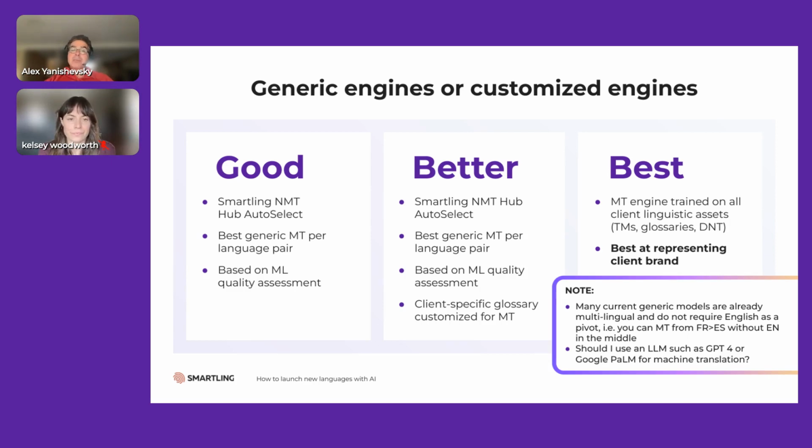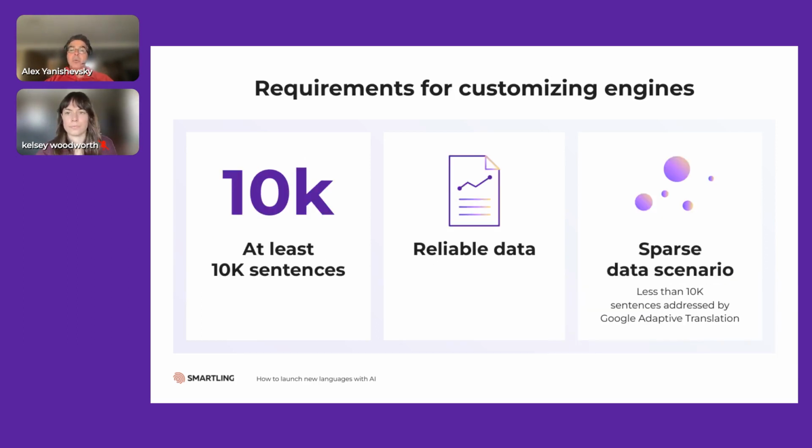And just one other point as we're talking about customizing engines, right? A lot of this has to do with a couple of factors. One factor is, in order to customize engines, you need data, and that data needs to be reliable, right? So to customize, let's say on top of a Google or Microsoft, you need at least 10,000 sentences. Now, for some clients who are getting started, they may not have that data. So that's really addressed in what's called a sparse data scenario, meaning you don't have enough data, you've got less than 10,000, right? The way that's addressed is by Google Adaptive Translation, which is basically a large language model specifically made for translation tasks, right?